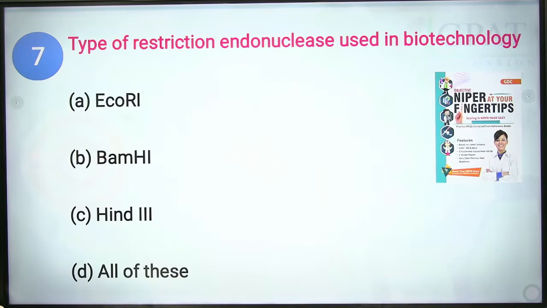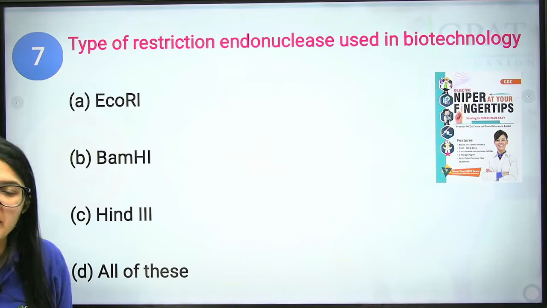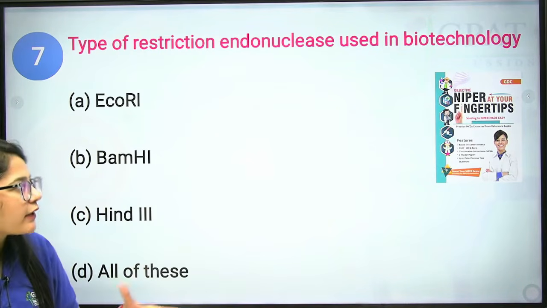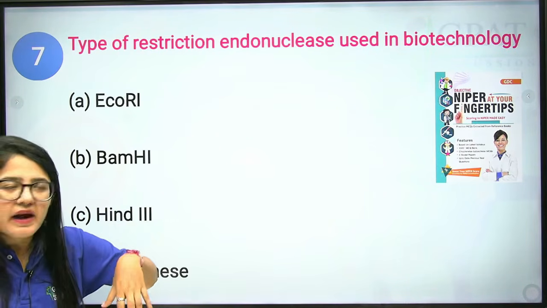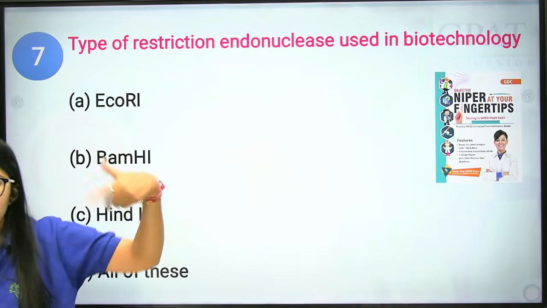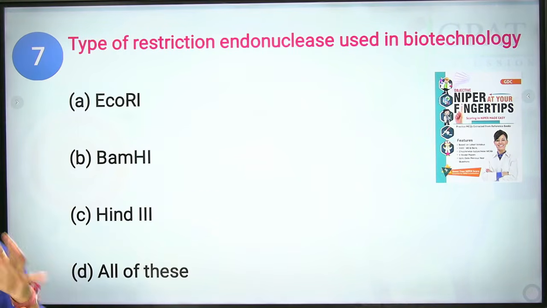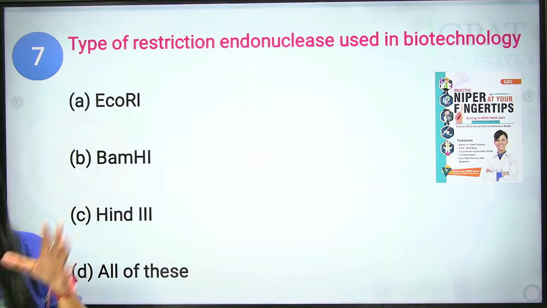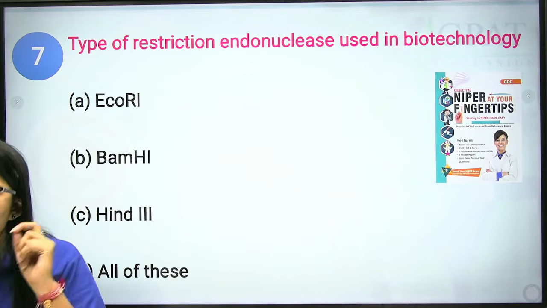Clear? Now, question number 7. Type of restriction endonucleases used in biotechnology. What is restriction endonuclease? From the word you can understand. Restriction means something which is restricting, or we can say cutting. Endo means the inner part. Nucleases relate to the nucleic acids present in our DNA. So yes, restriction endonucleases are the molecular scissors used in genetic engineering to cut DNA at specific sequences.